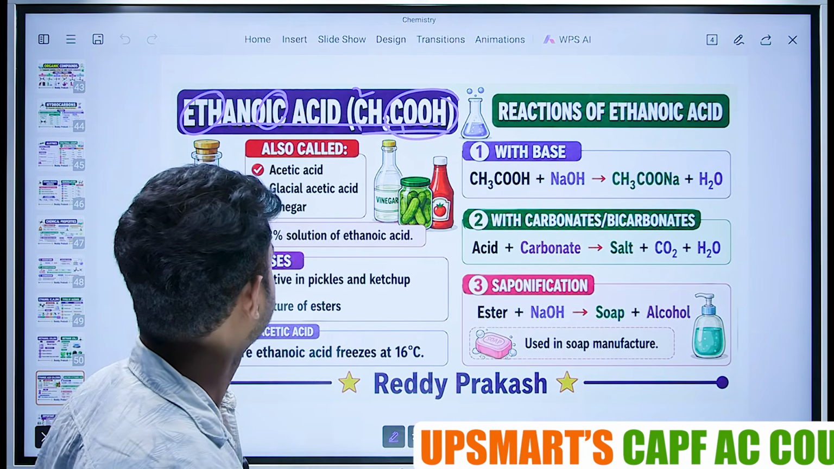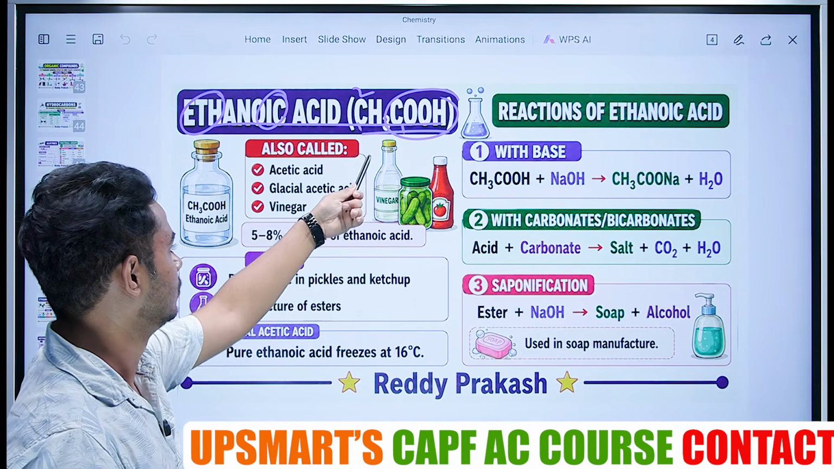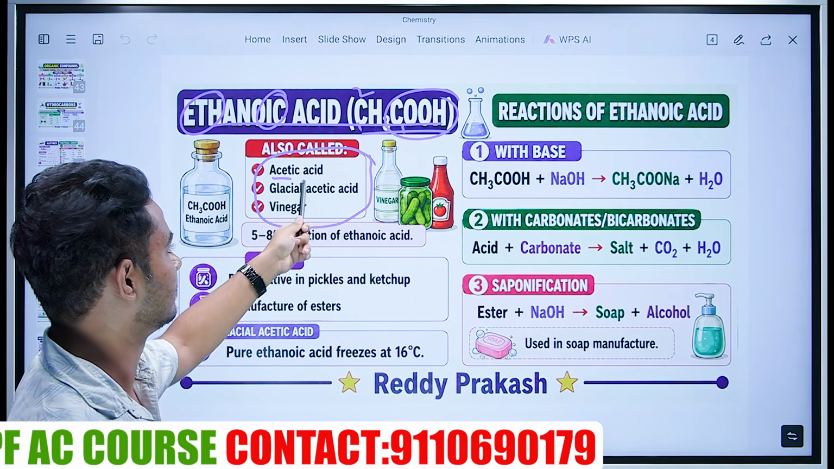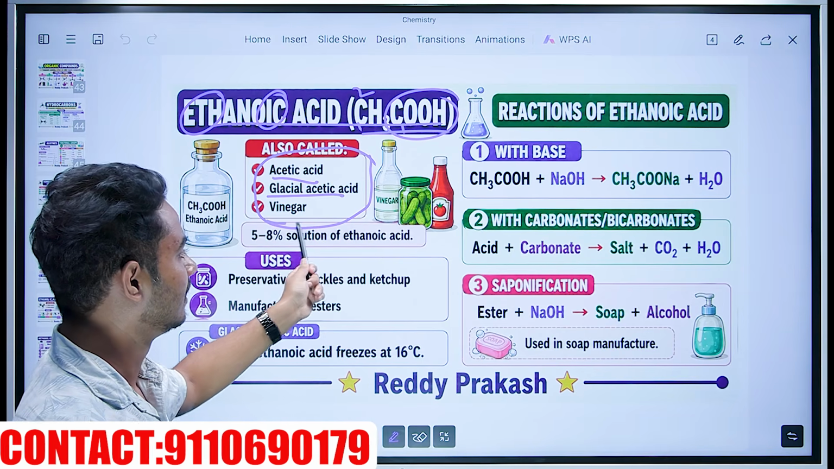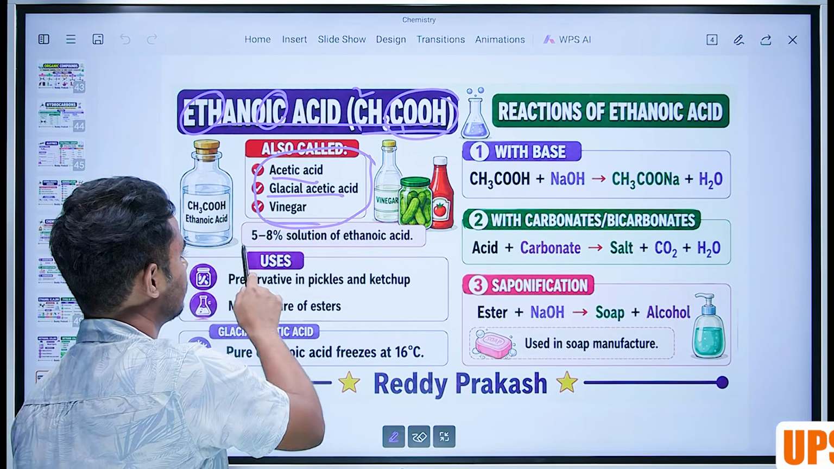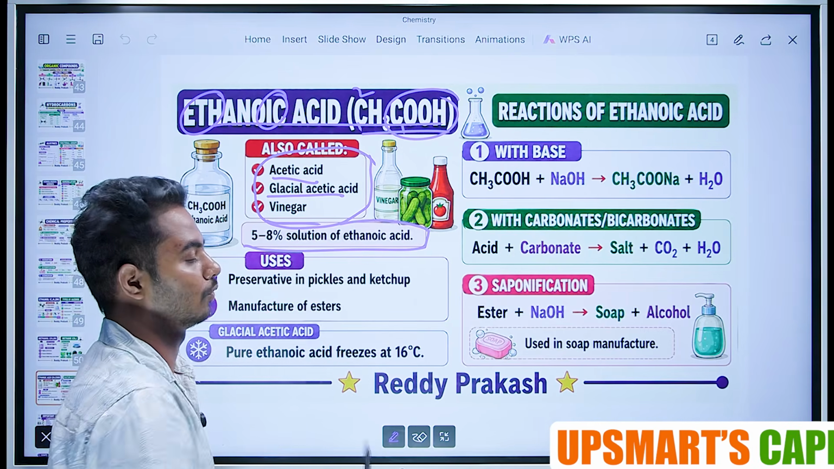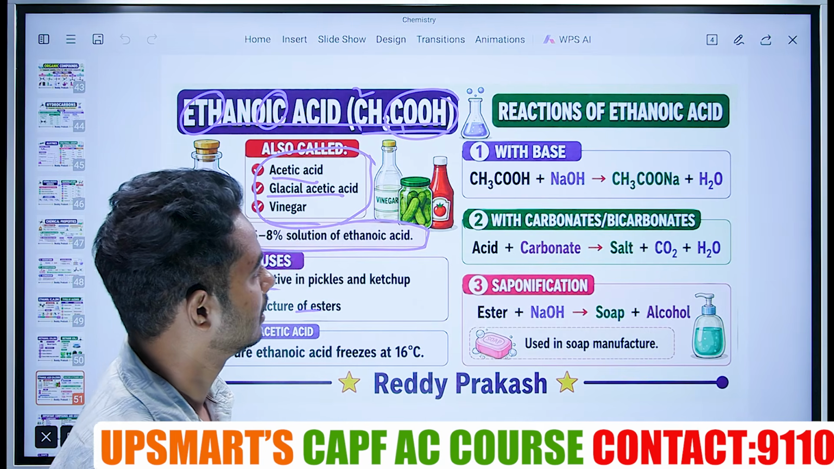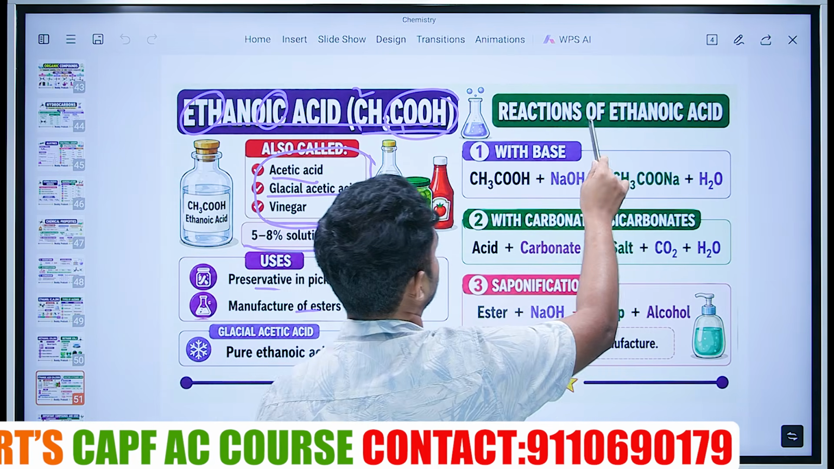Easy. It is also called, you can remember this name, the vinegar which we use is ethanoic acid. The acetic acid, glacial acetic acid, vinegar. These are ethanoic acids. 5 to 8% of ethanoic acid is used in these compounds. Okay. Uses, you can study the uses and other things. Next is reactions of ethanoic acid.